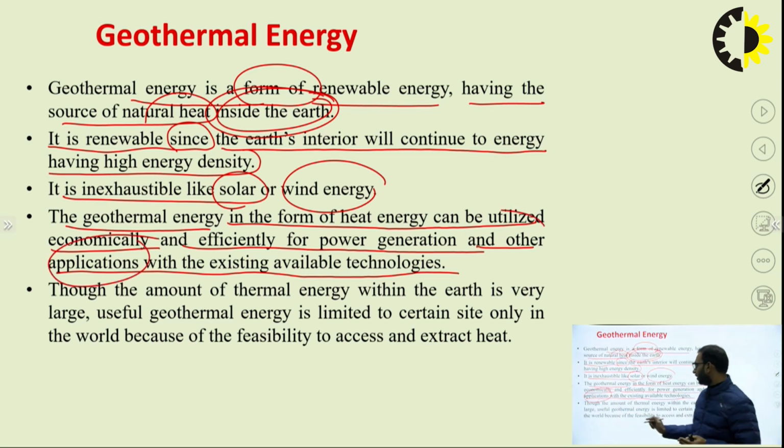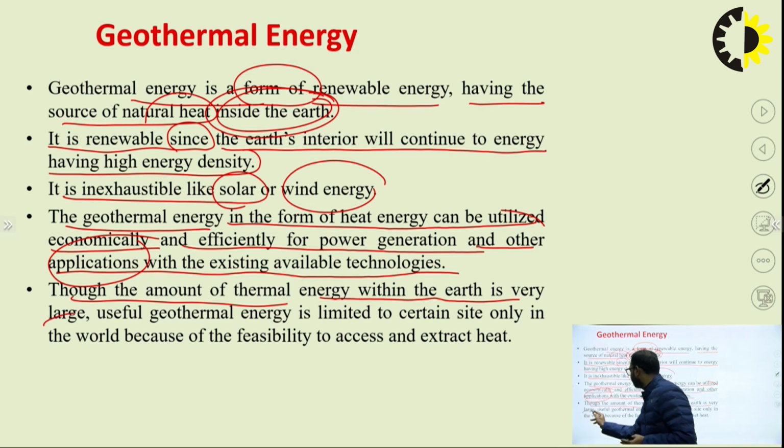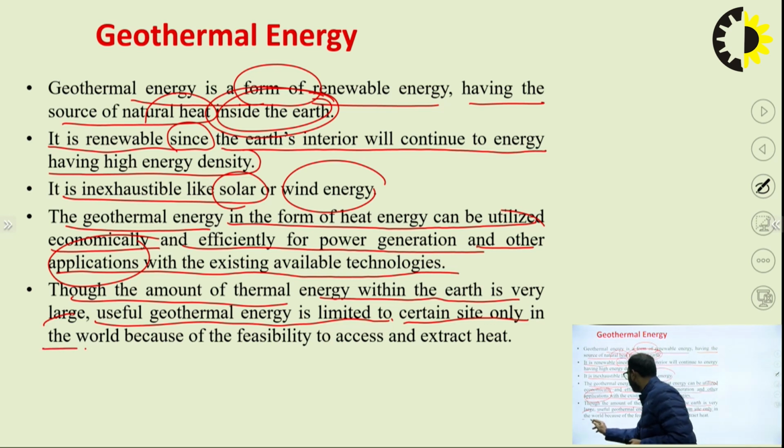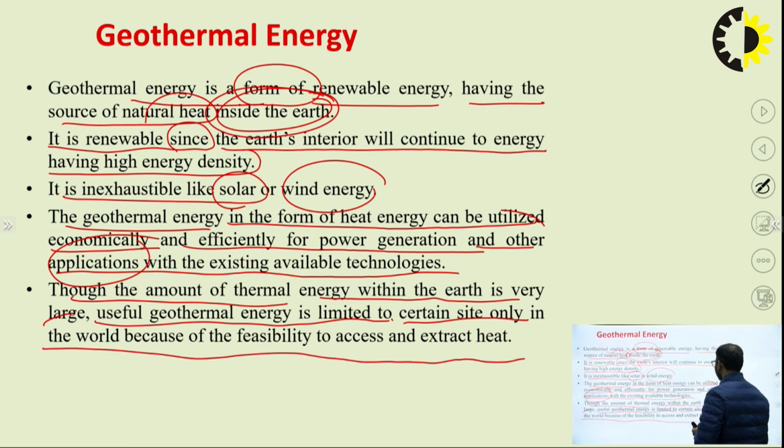Though the amount of thermal energy within the earth is very large, useful geothermal energy is limited to certain sites only in the world because of the feasibility to access and extract heat. Means the feasible amount of geothermal energy is limited. Feasible amount, yani which is accessible, which can be used for production of electricity, is limited. So we can say that geothermal energy is limited in terms of its feasibility.